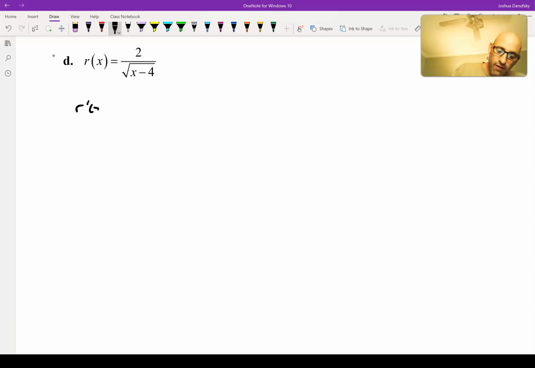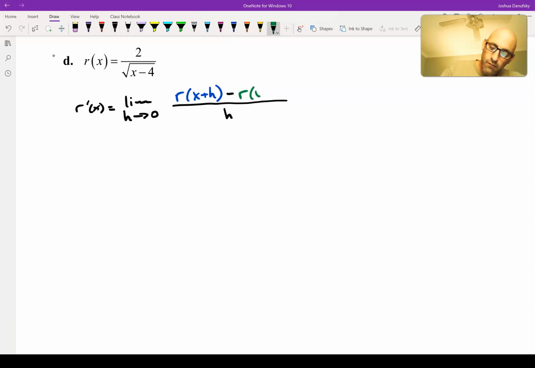R prime of x is equal to the limit as h approaches 0 of, we're going to have an h in the bottom. On top, we're going to have f of x, oh, not f, it's r, isn't it? Pay attention. R of x plus h minus r of x, like that. I'm going to do this, and there it is.